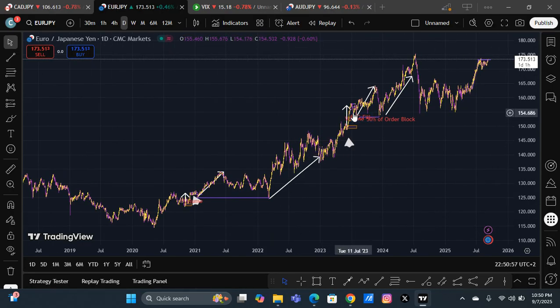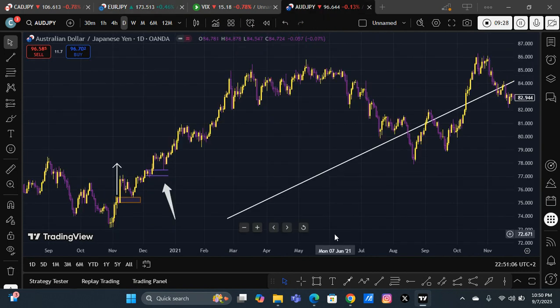You just hold this baby. If you enter down here, you can actually hold it. You can hold this baby and it goes all the way up to heaven. Let's look for the JPY.